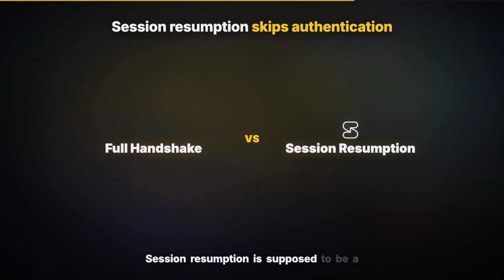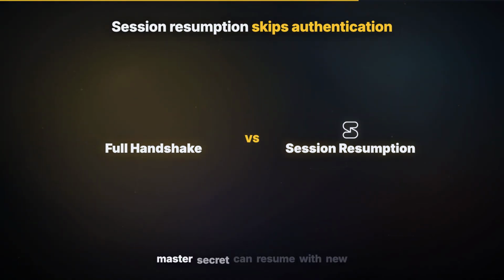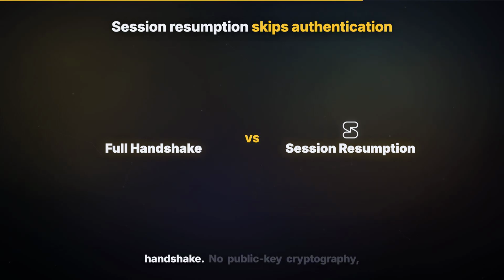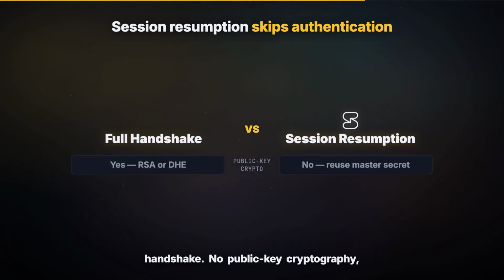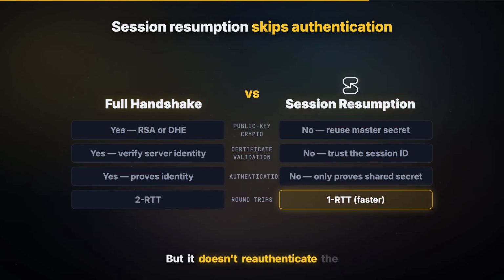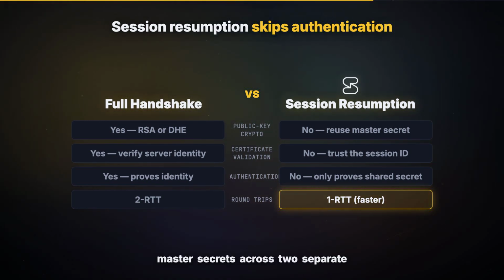Session resumption is supposed to be a performance optimization. 2 parties who already established a master secret can resume with new encryption keys using an abbreviated handshake. No public key cryptography, no certificates, just a shared secret. But it doesn't re-authenticate the identities. If an attacker can synchronize master secrets across 2 separate connections, they can hijack the session.